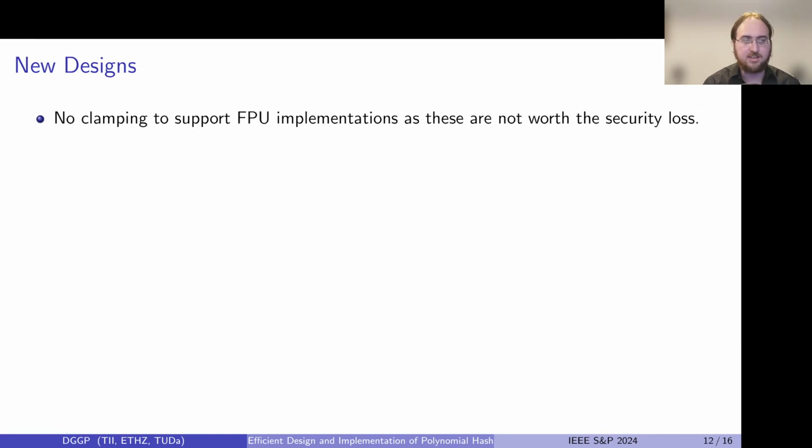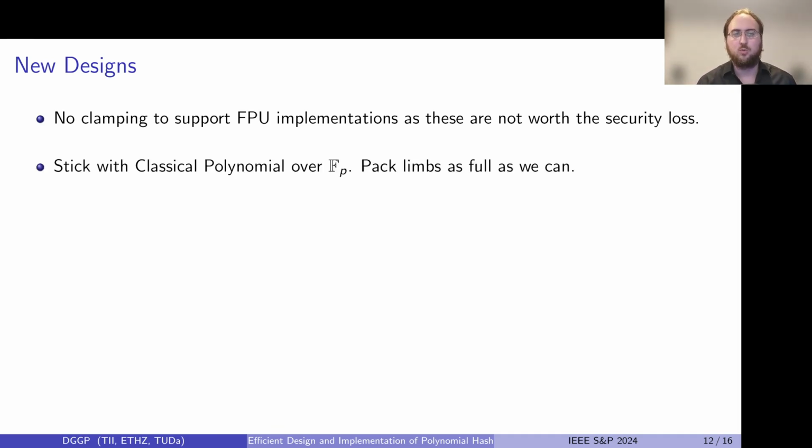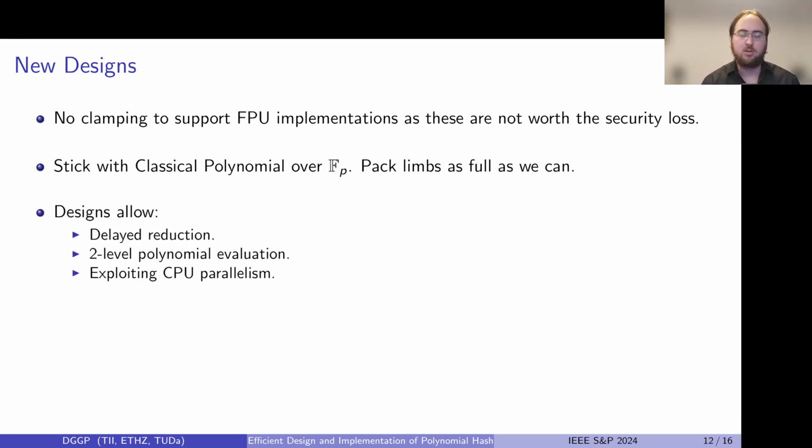So, our new designs, as already said, we don't want to support FPU implementation, so there's no clamping in our new designs. We don't think this is worth the security loss. Furthermore, we stick with the classical polynomial over FP, and we're trying to pack the limbs as full as we can. Our designs all allow for delayed reduction strategies as well as two-level polynomial evaluation strategies, and this should really enable implementers to fully exploit the parallelism in their CPU.